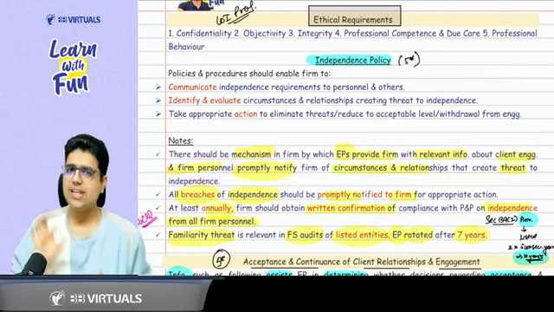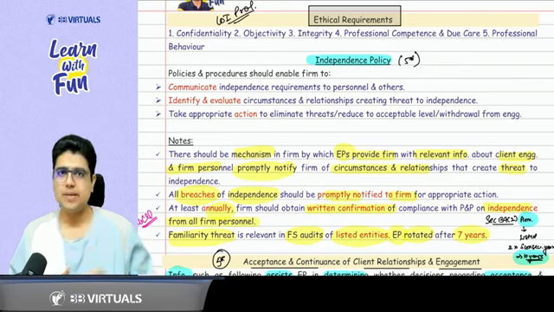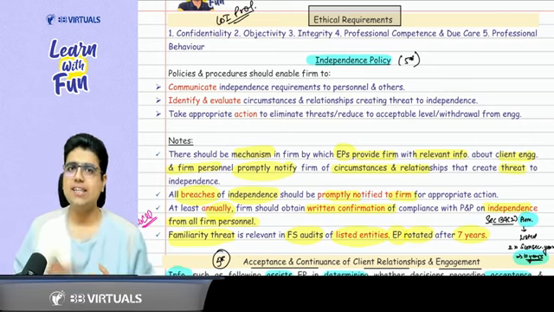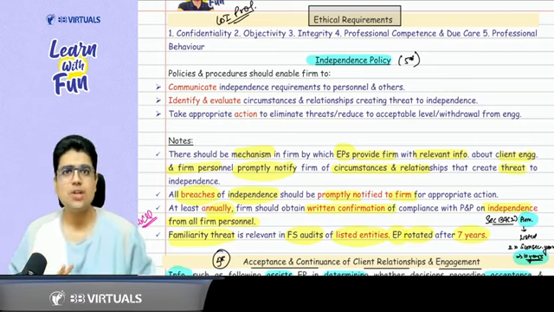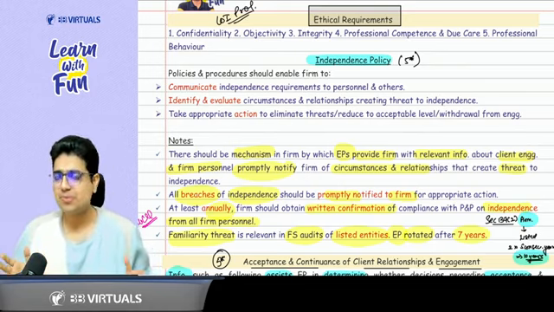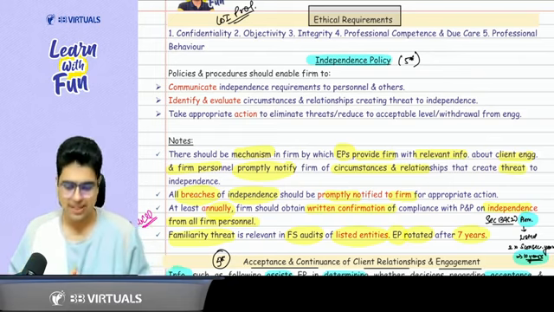Got it, sir? If there is any breach of independence in your engagement team, let's say someone bought the client shares. Someone bought the shares of the client, then do you need to wait for telling it to the firm? No, sir. You should promptly tell the firm. You should tell the firm as soon as possible that there is a breach of independence.